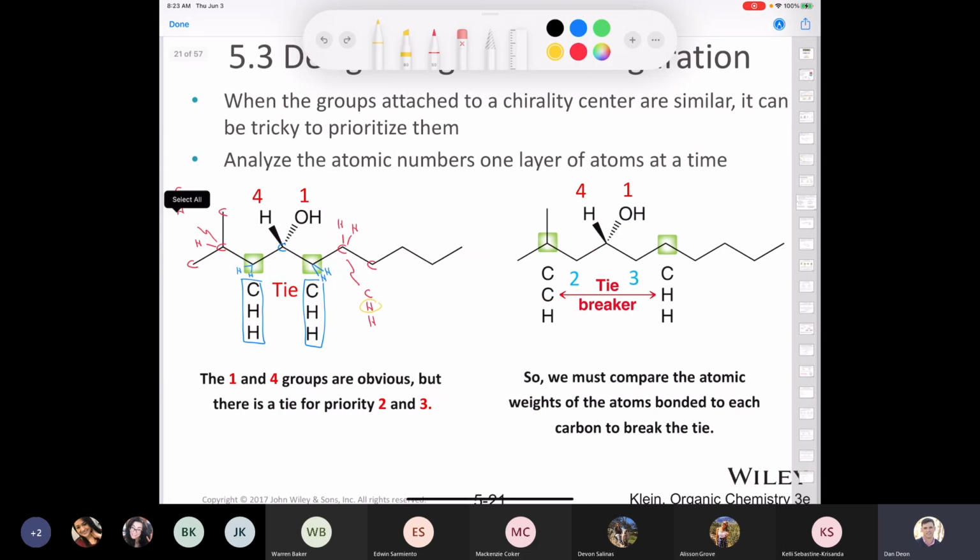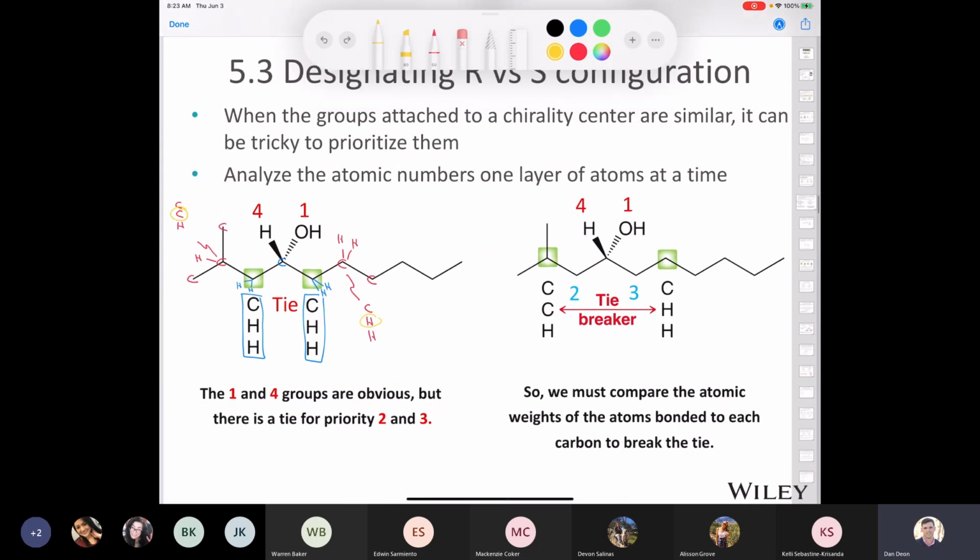Well, let's figure out, is this R or S? Could anybody answer that for me? And it's this stereocenter right here, and it's not a trick question. Would this stereocenter highlighted in yellow be S or R based on what we've seen?